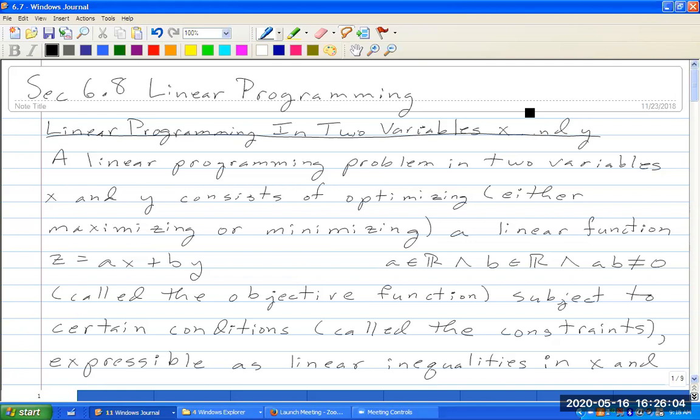Linear programming problem in x and y consists of optimizing. Optimizing means that you're either going to maximize or minimize a linear function, say like z equaling ax plus by, where a is some real number, b is some real number.